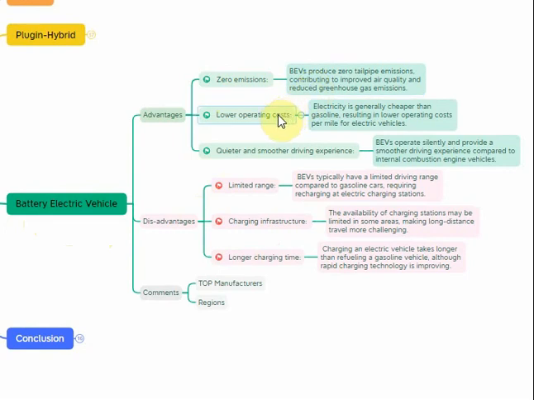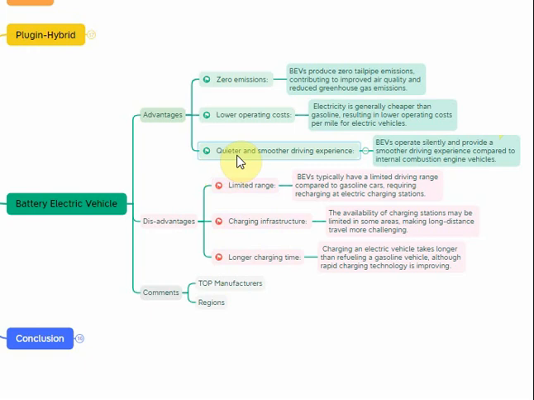Lower operating costs: electric vehicles are generally cheaper, meaning you don't need to fuel the vehicle at all. There is no gasoline or diesel needed. It's purely running on electric, and it's a quieter and smoother driving experience. My experience was that it was like driving a go-kart or a toy.